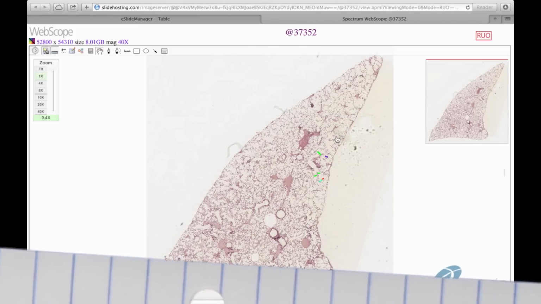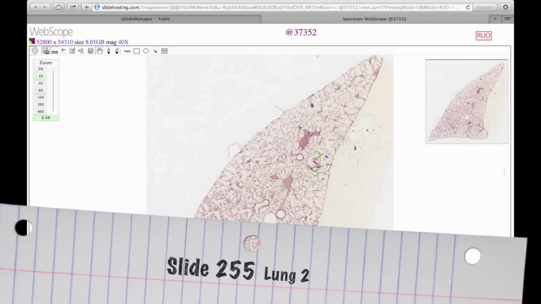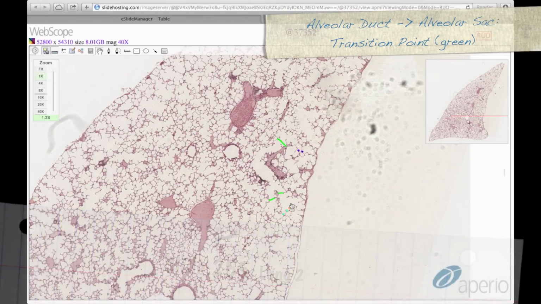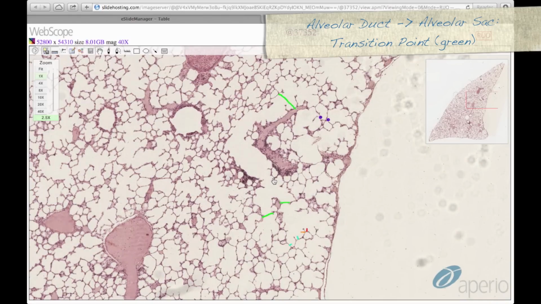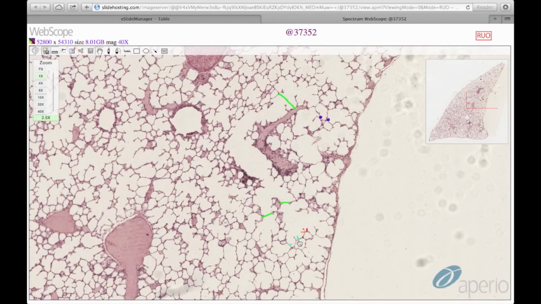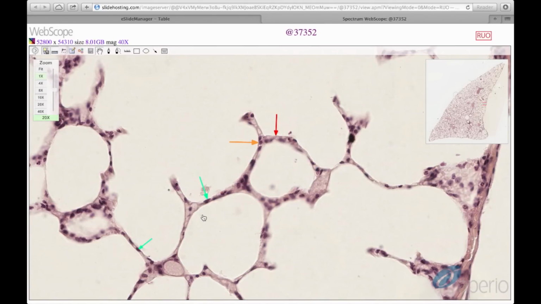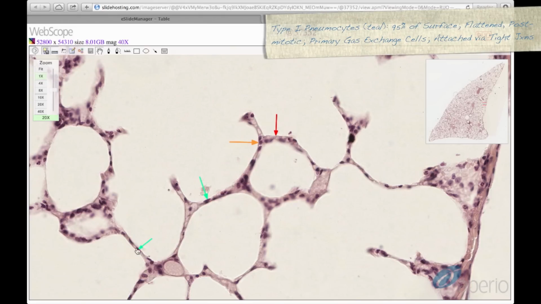Let's look back at slide 155, lung 2. Here we can see another great example of alveolar ducts giving off several alveolar sacs, with the transition point indicated by the green lines. As I zoom in on the walls of an alveolus, take note of two specific alveolar cell types. About 95% of the alveolar surface is lined with type 1 pneumocytes, as seen here at the teal arrows. These flattened postmitotic cells with abundant cytoplasm are the predominant cells carrying out gas exchange.